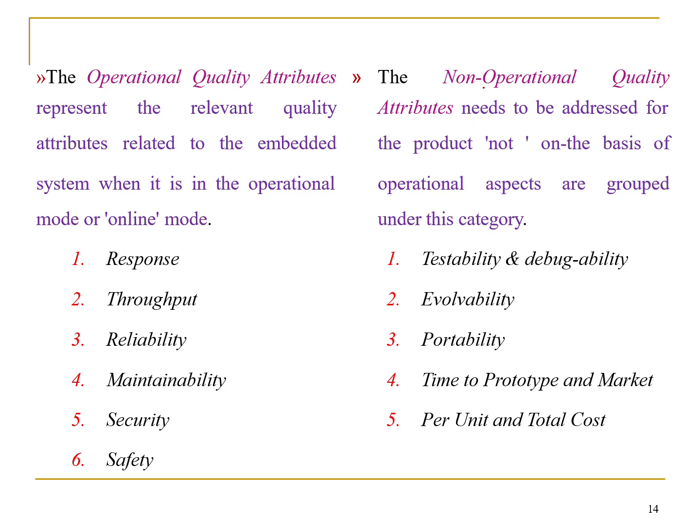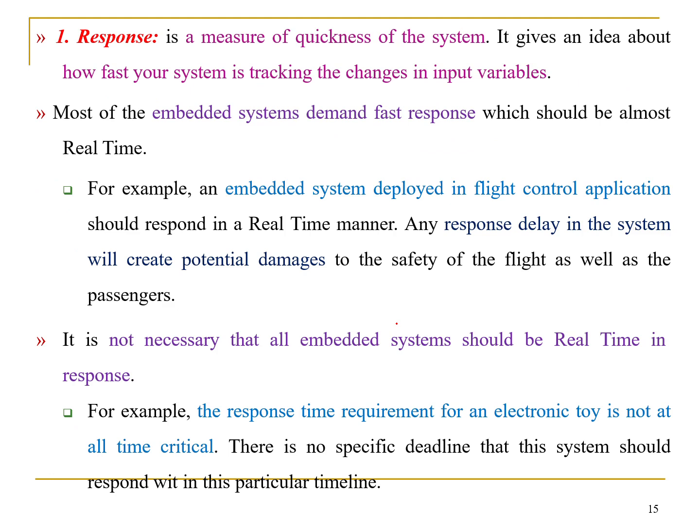Coming to the non-operational quality attributes, they are testability and debuggability, evolvability, portability, time to prototype and market, per unit and total cost. Maybe these 4 things are not that familiar to us. So we will check all these properties one by one, that is operational quality attributes as well as non-operational quality attributes. Moving on to the very first quality attribute of an embedded system.